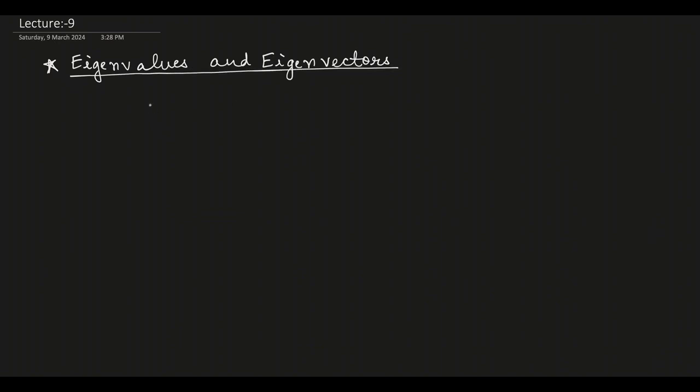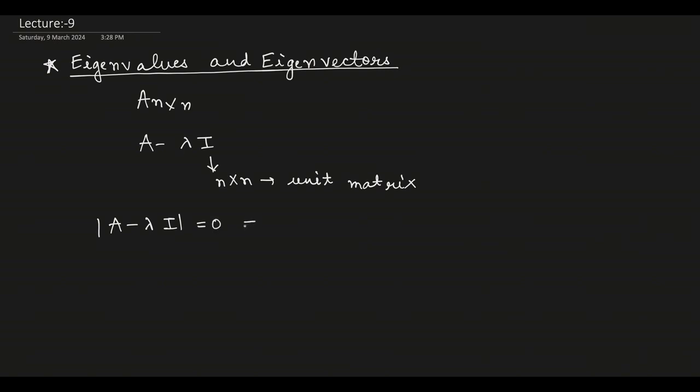So if I have any n cross n matrix like this, then we can form the matrix A minus lambda I, where I denotes the n cross n unit matrix. Then the determinant of A minus lambda I equal to 0 is known as the characteristic equation of A.